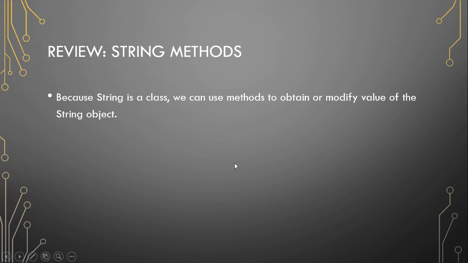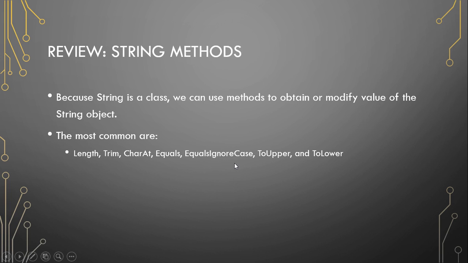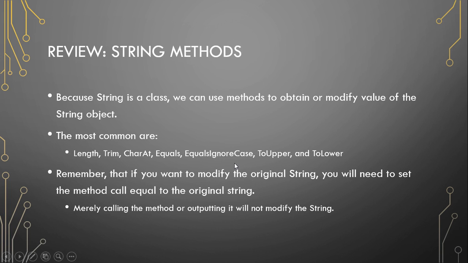So now one of our last things to talk about, of course, is string methods. Because String is a class, we can use methods to obtain or modify the value of a string object. The most common ones, of course, are things like length, trim, charAt, equals, equalsIgnoreCase, toUpperCase, toLowerCase. Now remember, if you want to modify the original string, you're going to need to set the method call equal to the original string. Merely calling the method or outputting it will not modify the string.